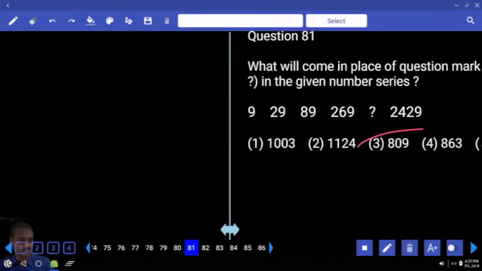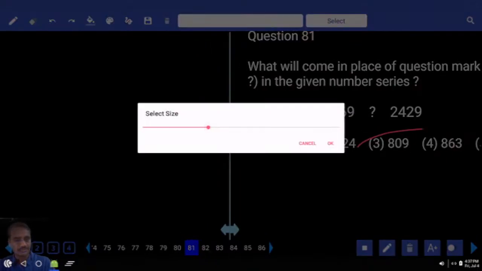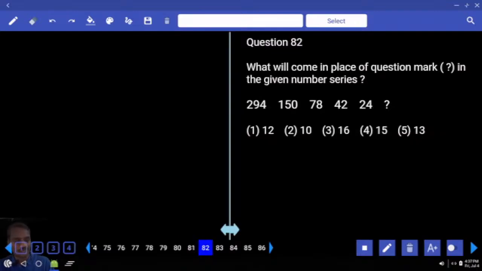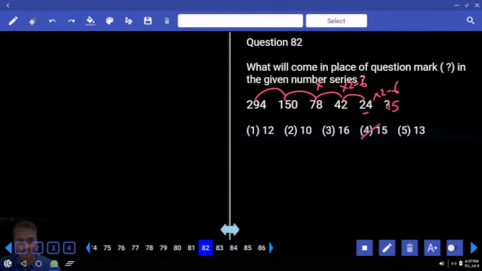Then coming to question number 82. Now 9, 290 and so on. Now 24, and 24 into 2, 48. 48 minus 6. 42 into 2, 84 minus 6. 78 into 2 minus 6. Into 2 minus 6 must give 24. That means what should the number be? 15 into 2, 30 minus 6. The number is 15. Into 2 minus 6, into 2 minus 6, choice 4.